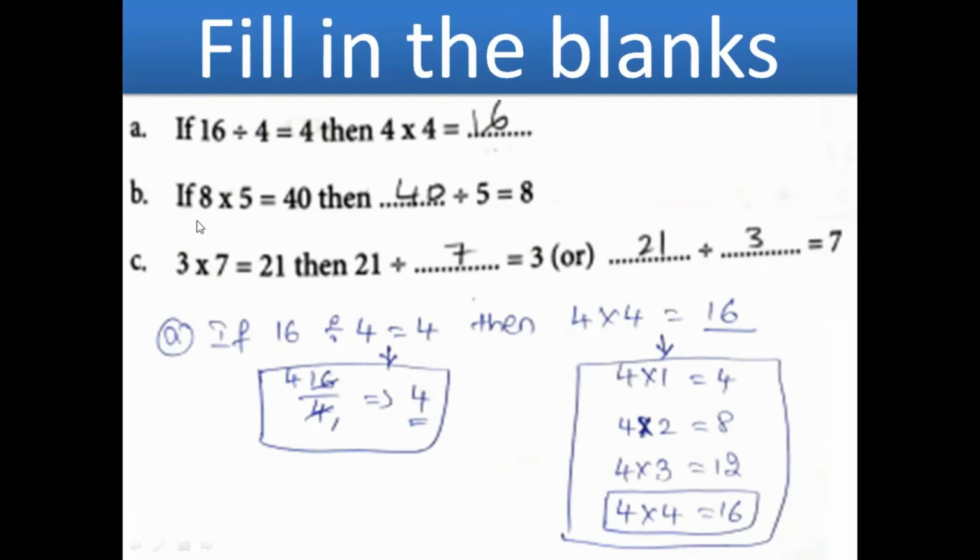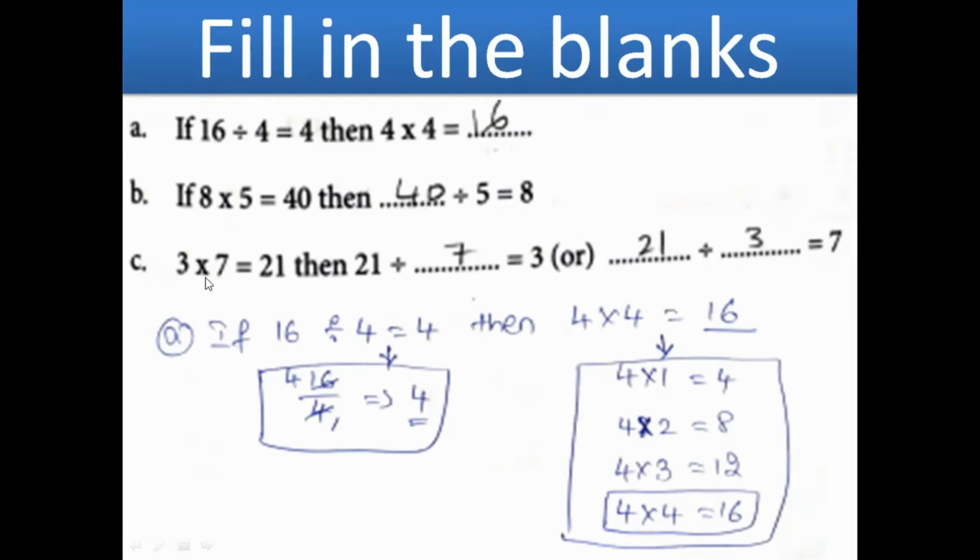If 8 into 5 is equal to 40, then dash divided by 5 is equal to 8. 8 5 ja 40. Answer is 40. 8 is the quotient, 5 is the divisor, 40 is the dividend.